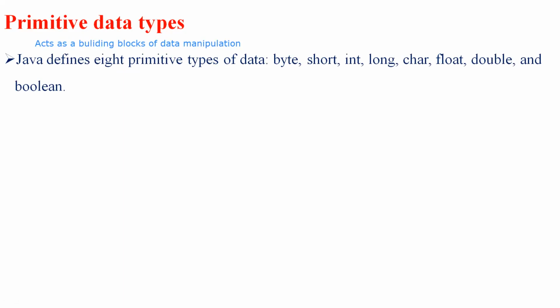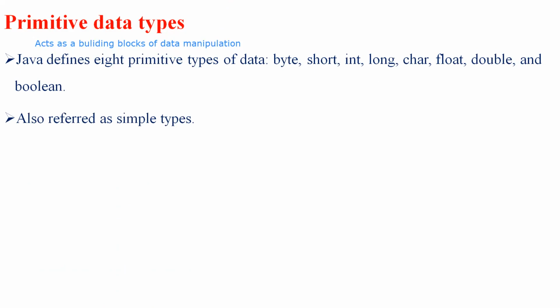Basically, primitive data types in Java are of 8 different types: byte, short, int, long, char, float, double, as well as boolean. So these are the 8 different types of primitive data types: byte, short, int, long, char, float, double, and boolean. All 8 are referred to as simple data types, the most basic types of data.